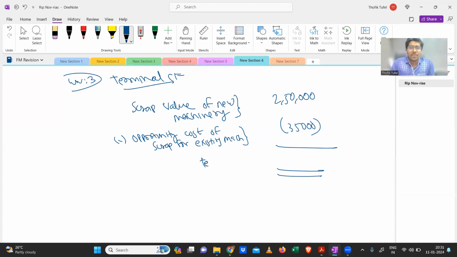So this is the terminal cash flow. What is the terminal cash flow? 2,50,000 minus 35,000. What is the amount that you're getting?